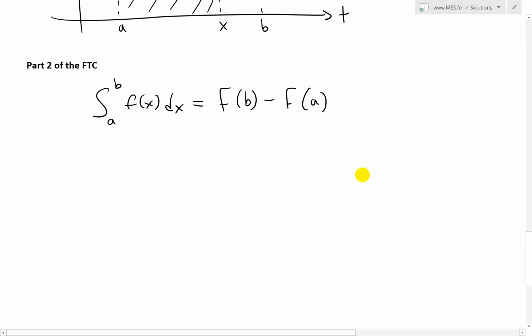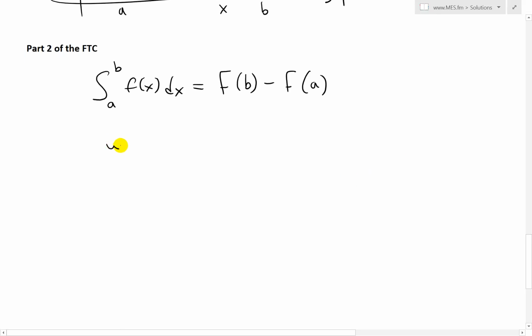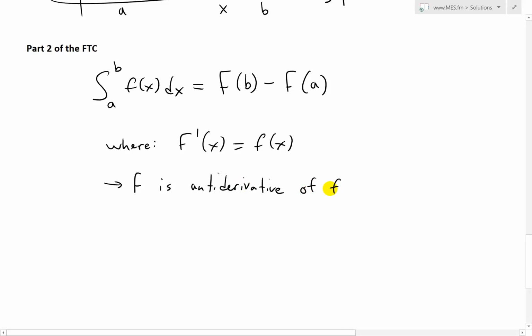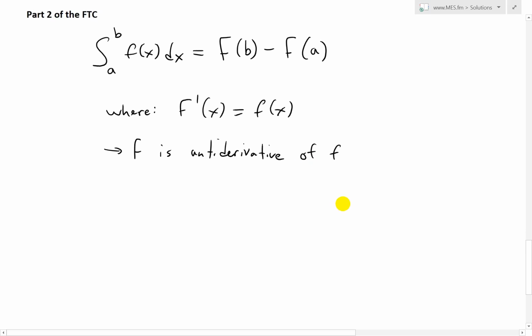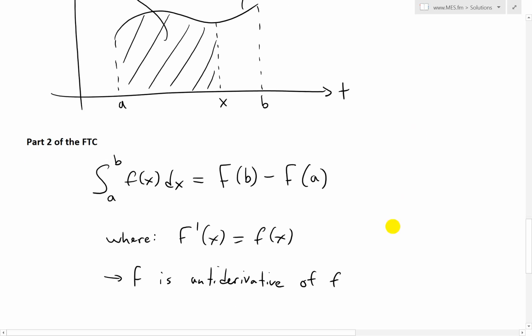Where capital F of a and capital F of b, I'll just write that down, where the derivative of capital F of x is equal to lowercase f of x. In other words, again, capital F is an antiderivative of lowercase f. So that's the second part, and that's the first part. Again, make sure to watch my earlier videos on that.